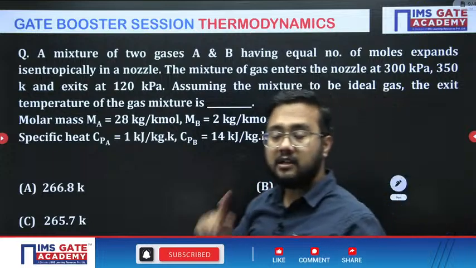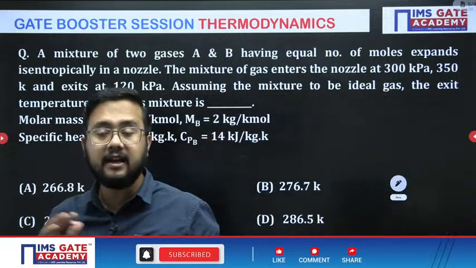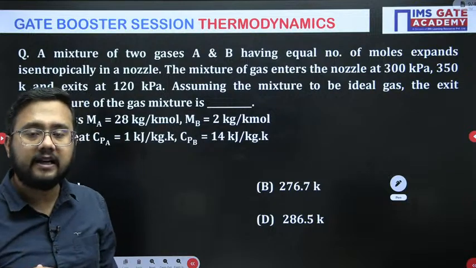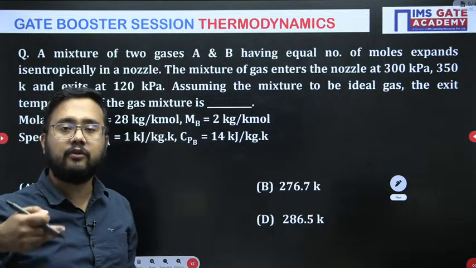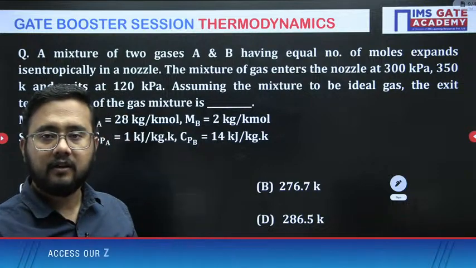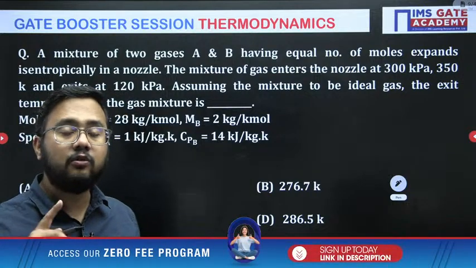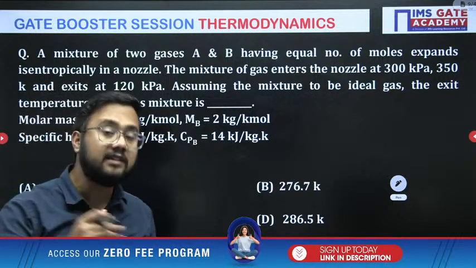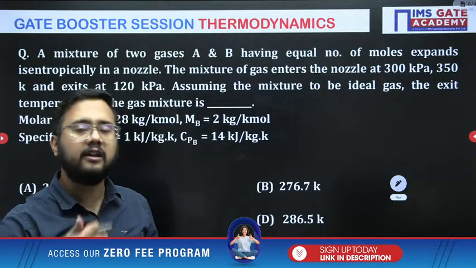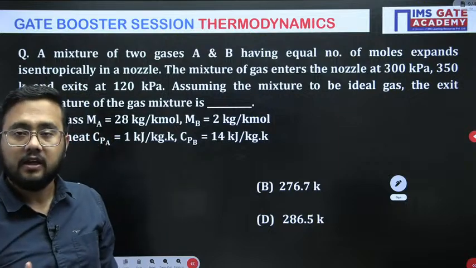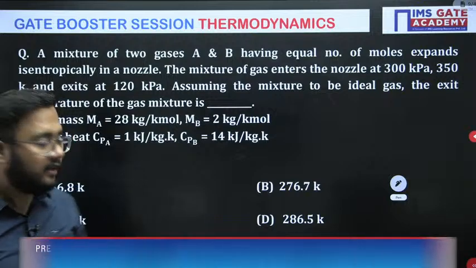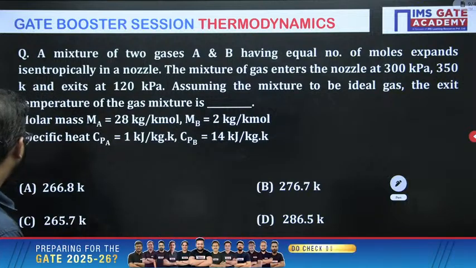Now for the mixture to be behaving as an ideal gas, they have already informed this point. If the mixture is behaving as an ideal gas, I can use the relations which are applicable for an ideal gas. But for a mixture, I need to know how to calculate the molecular weight of the mixture, the characteristic gas constant of the mixture, and all other parameters. Those calculations for a mixture we should know how to calculate. So let's get started in this problem, everyone.